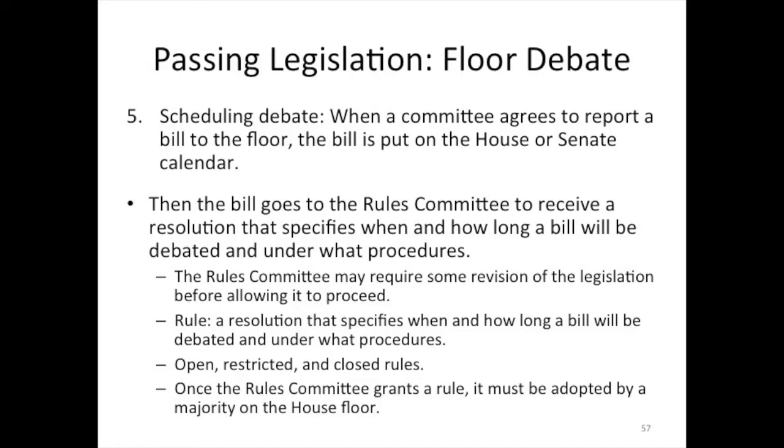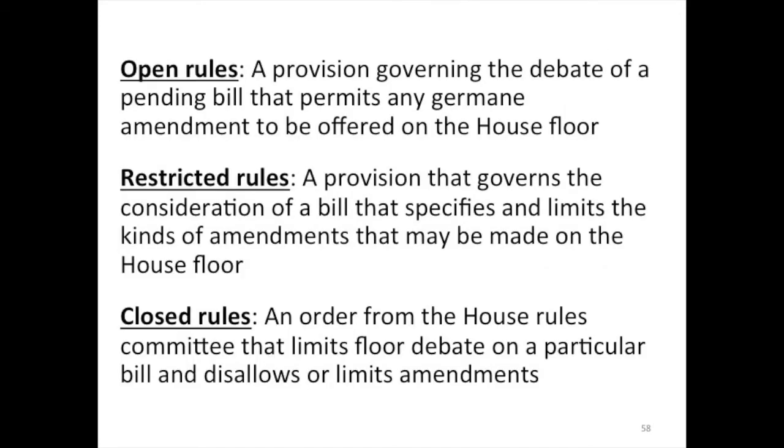The House Rules Committee, which is very powerful as you can see, has 3 types of rules for consideration of a bill: open, restricted, and closed. Open rules are a provision governing the debate of a pending bill that permits any germane amendment to be offered on the floor. So you can submit an amendment, it just has to be affiliated with the legislation in question. Restricted rules are a provision that governs the consideration of a bill, but it specifies and limits the kinds of amendments that may be offered on the floor.